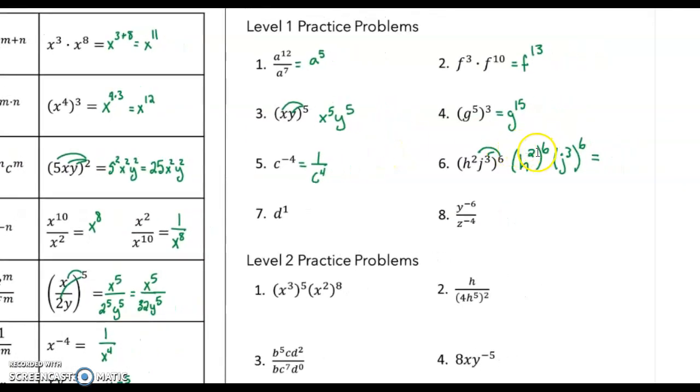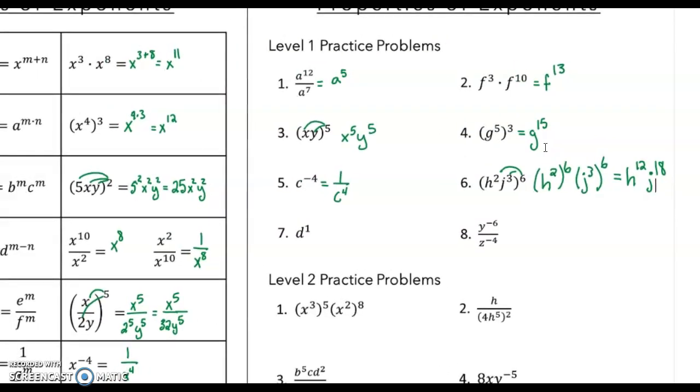Now to continue, now we have a power to a power. And remember, those multiply. So 2 times 6 is 12, so we have h to the 12th. And 3 times 6 is 18, so we have j to the 18th. So it's h to the 12th times j to the 18th. That is our solution. So that's kind of combining 2 of these properties into one question.